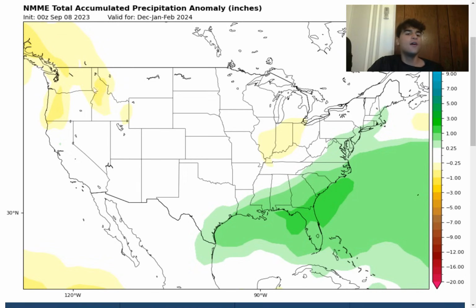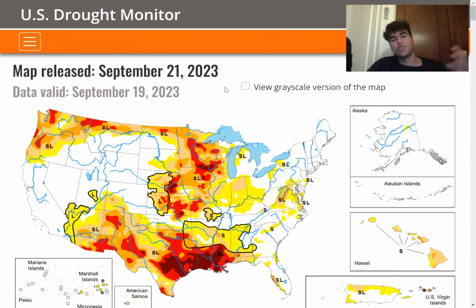the East Coast. While, of course, during El Nino, we see less precipitation than normal right over the Ohio River Valley and the Pacific Northwest. So expect less snowfall than normal in those areas. Another thing I want to touch on is the drought monitor over the United States.